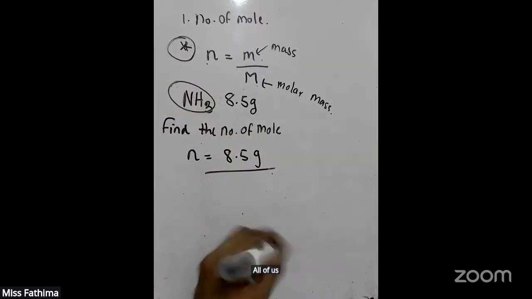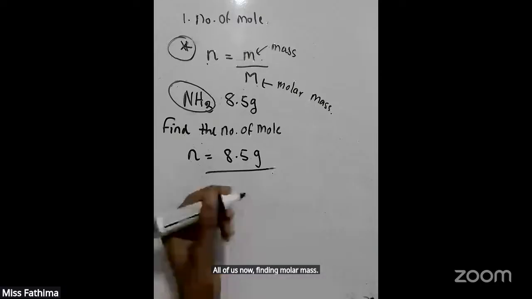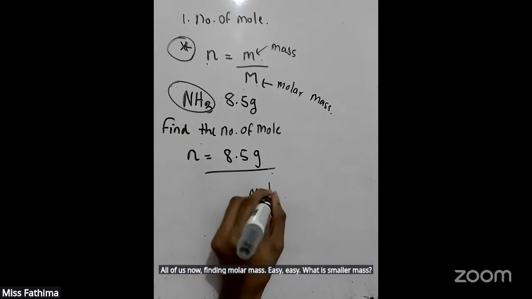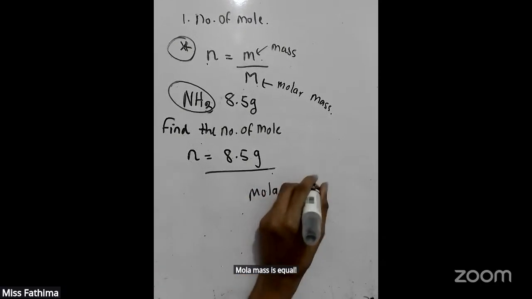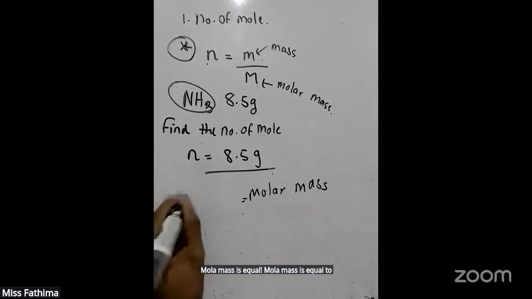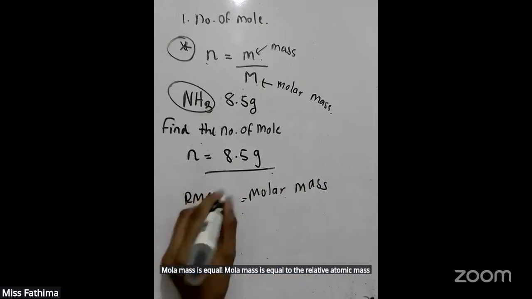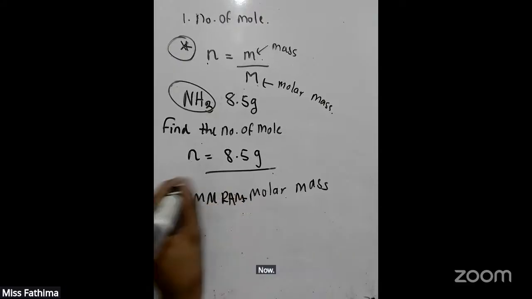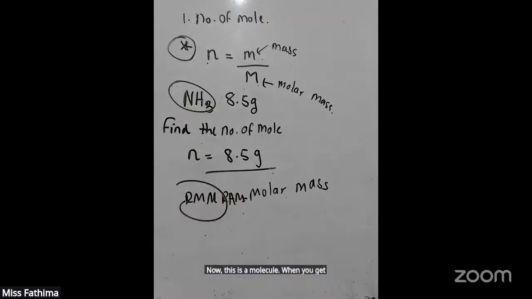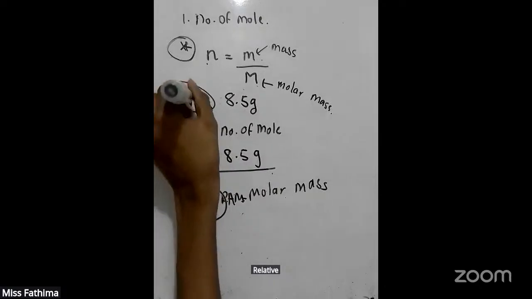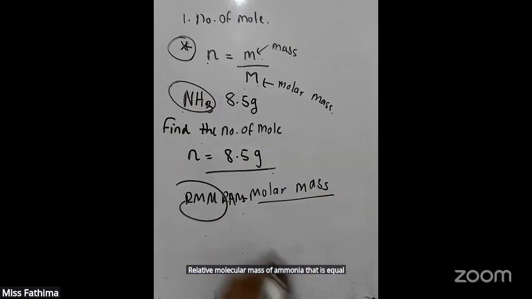Now, finding molar mass is easy. What is molar mass? Molar mass is equal to the relative atomic mass and the relative molecular mass. Now, this is a molecule. When you get the relative molecular mass of ammonia and add the unit, gram per mole, that is going to be the molar mass.